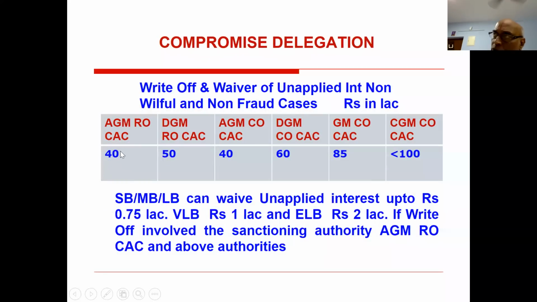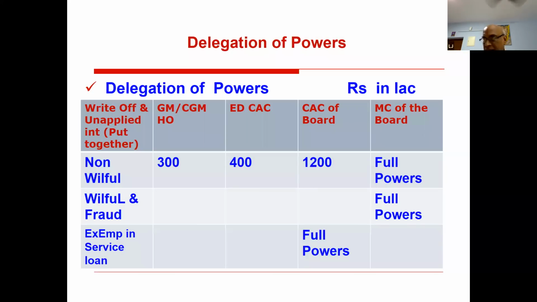If the sacrifice amount is up to 40 lakhs, including no sacrifice, the proposal is to be placed to RO AGM CAC. If the sacrifice amount is anything above 40 lakhs up to 50 lakhs, DGM RO CAC. If it is more, AGM CO CAC is 40 lakhs, DGM COC has 60 lakhs, then CGM COCAC has the power for less than 100 lakhs. Anything 100 and above should go to HOGM, CGM, like that.